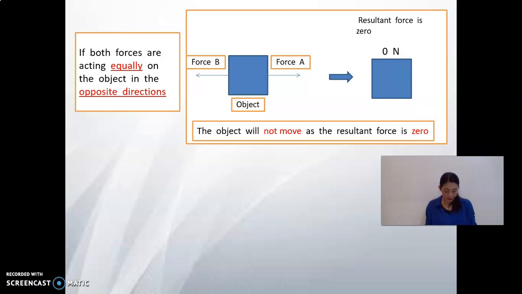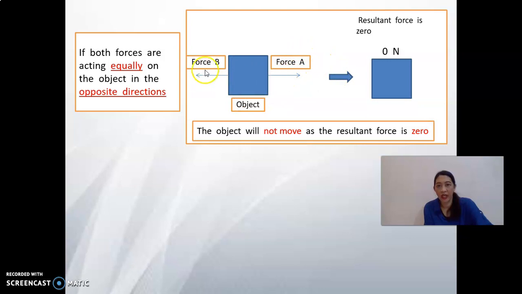Okay, number 4. For example, if both forces acting on the object are equal, meaning the same, and in the opposite direction. Opposite again. This one and this one are in opposite directions.